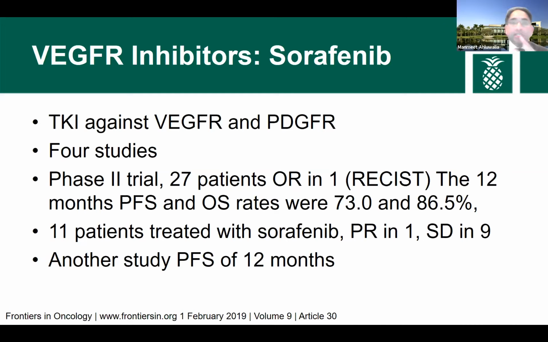But here you're seeing that across trials, you have different endpoints, you have different criteria, so it sometimes becomes difficult to cross-compare them. There was another series where 11 patients were treated with Sorafenib, where they had PR in 1, stable disease in 9, and a progression in the patient. And then there was another trial where progression-free survival was around 12 months. So very comparable to what was seen in the Imatinib data.